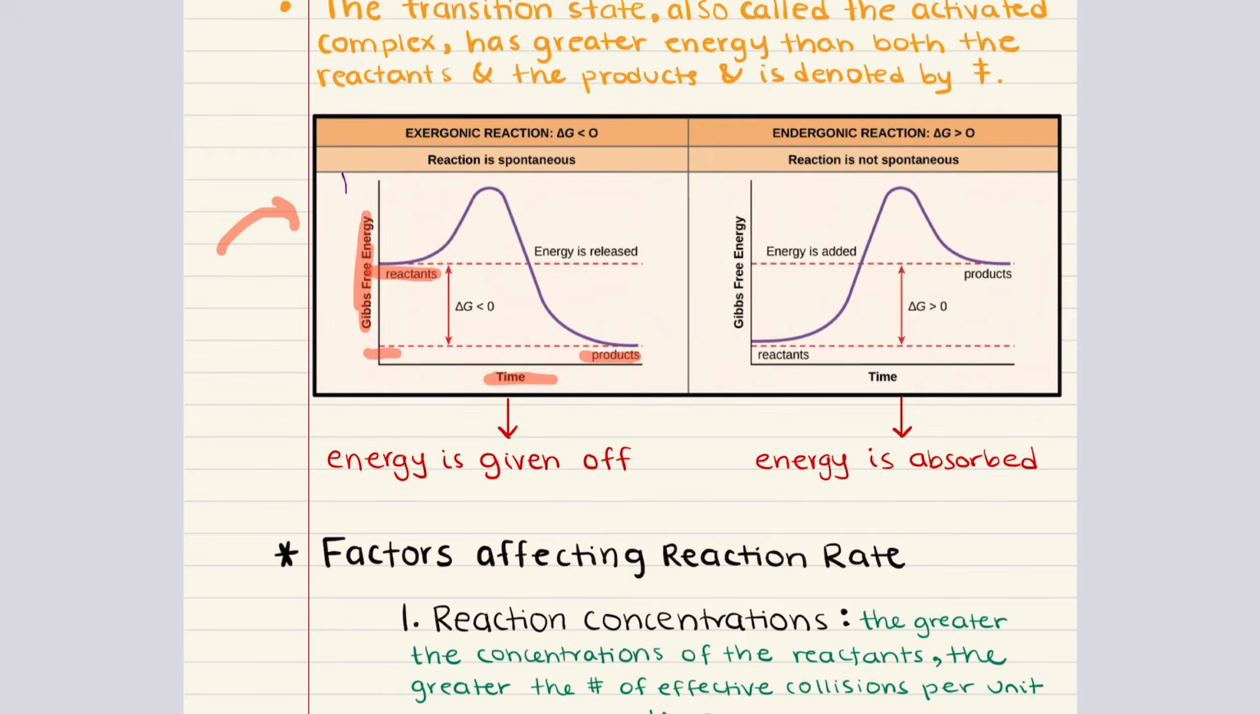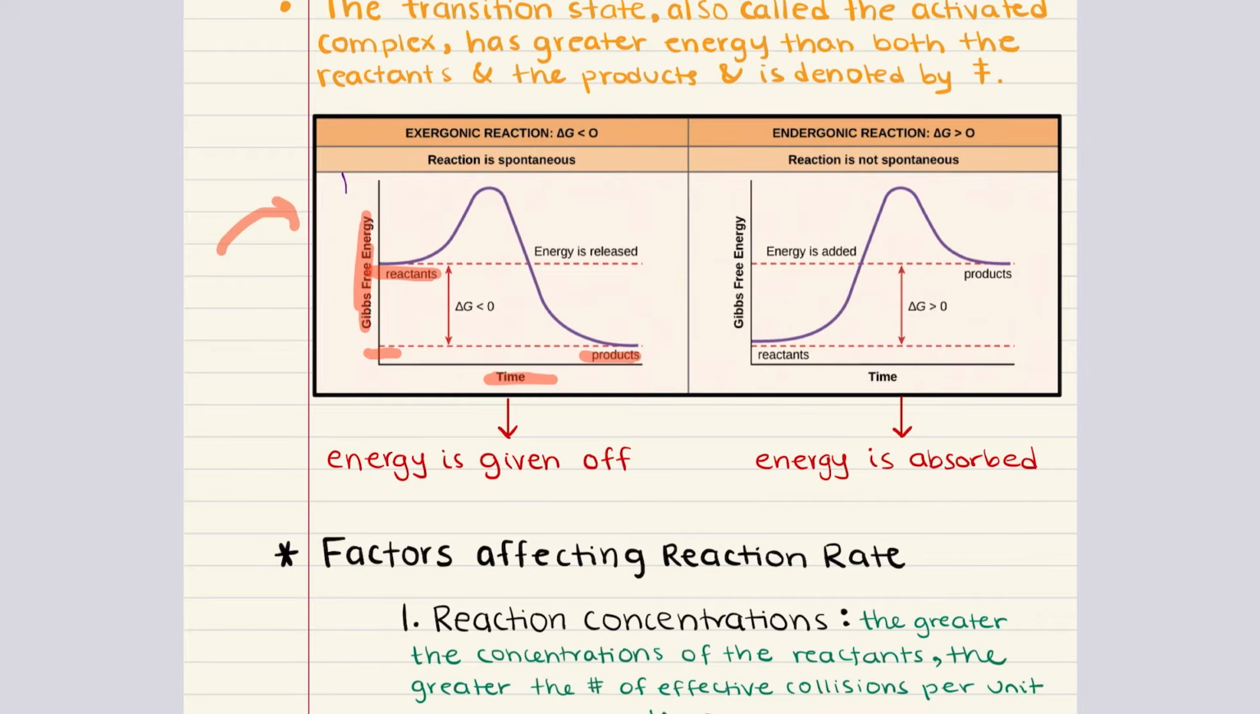Now for this first diagram, you notice that the reactants have a higher energy than the products. If you take the difference in energy between products and reactants, the delta G is going to be negative. Therefore, this reaction is spontaneous. We discussed this earlier: a negative delta G means that the reaction is spontaneous. This also means that energy is released.